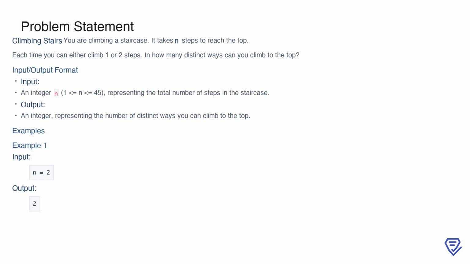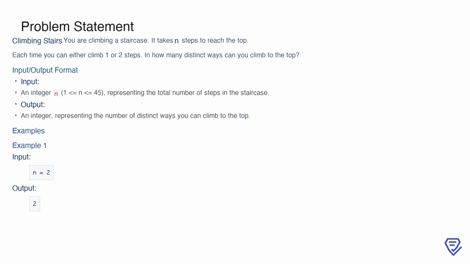For the input, you are given an integer n, which represents the total number of steps in the staircase. The value of n will always be between 1 and 45. The output will be another integer, which represents the total number of distinct ways you can climb to the top of the staircase. Let's look at some examples to understand this better.